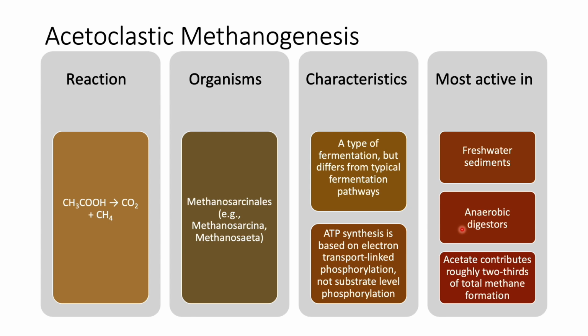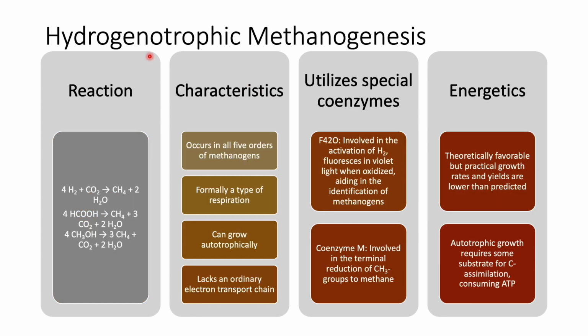So we will be looking at these reactions. The second one is hydrogenotrophic methanogenesis. A couple of reactions are given here. The first one is hydrogen reacting with carbon dioxide to give methane and water. The second one is formic acid being converted to methane, carbon dioxide and water. The third one is methanol being converted to methane, carbon dioxide and water. So these are the three different reactions occurring in hydrogenotrophic methanogenesis.